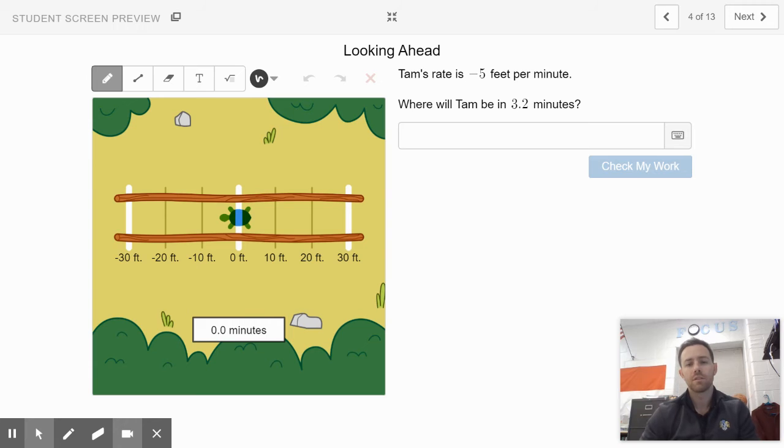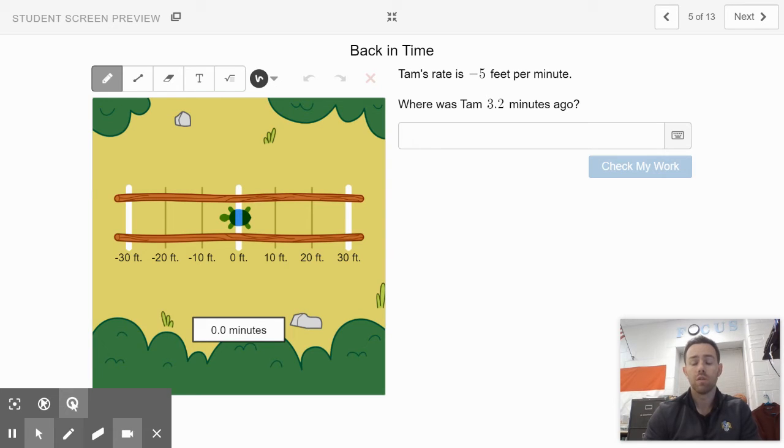Awesome job here, guys. On slide 4, it's going to tell you what Tam's rate of change is. It's going to ask you where you think Tam will be in 3 2/10 minutes. So think about where Tam is going, which direction he's going in, what his rate of change is, and see if you can figure out where he'll be in 3.2 minutes. Go give it a shot on slide 4, and then come back to Edpuzzle.